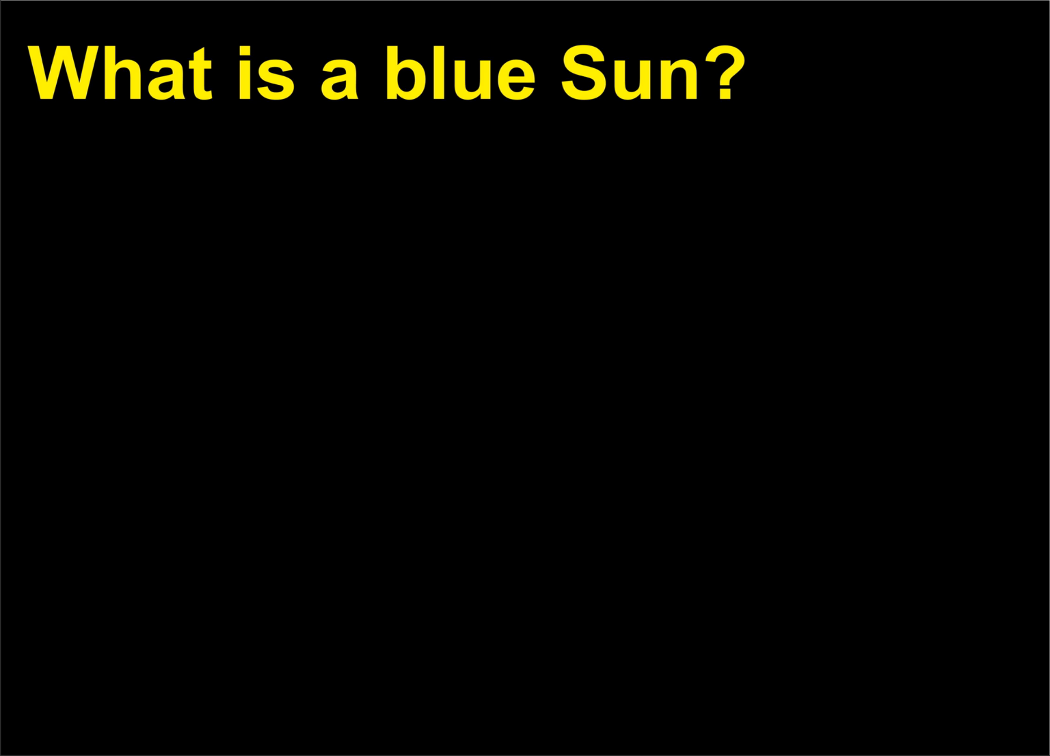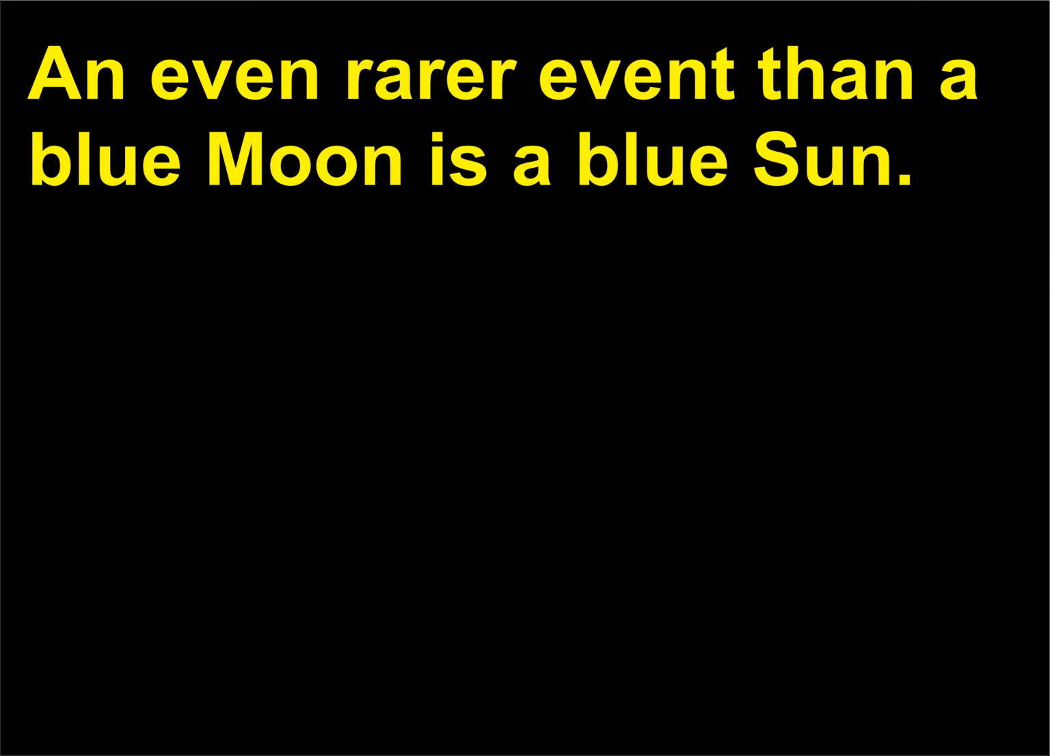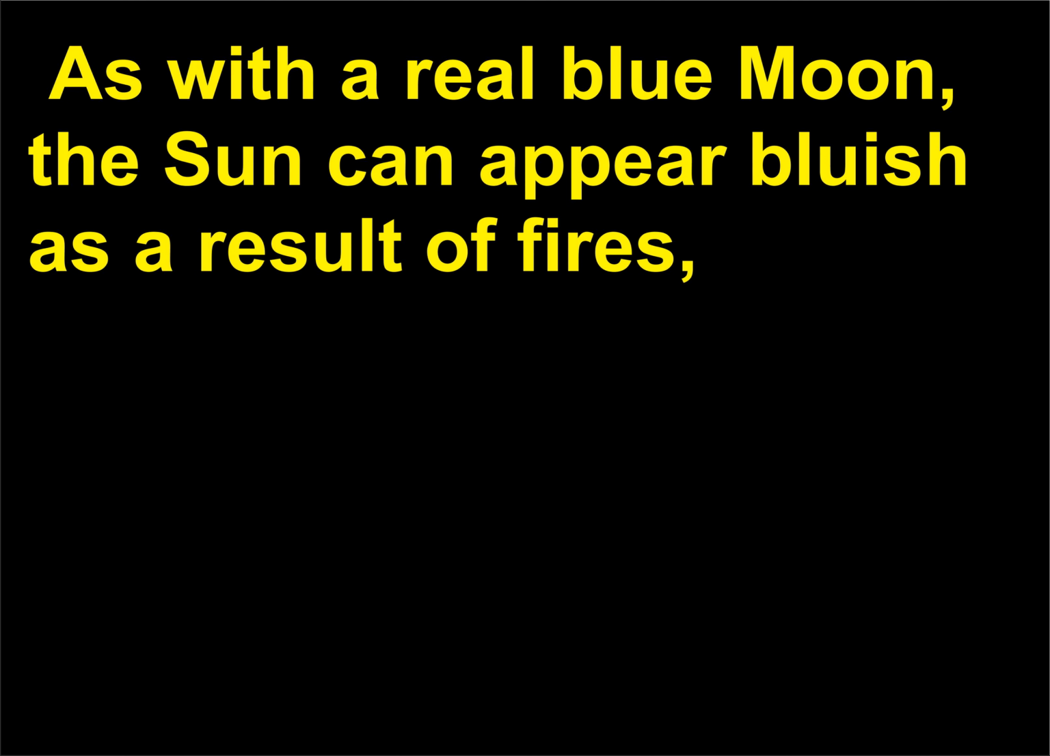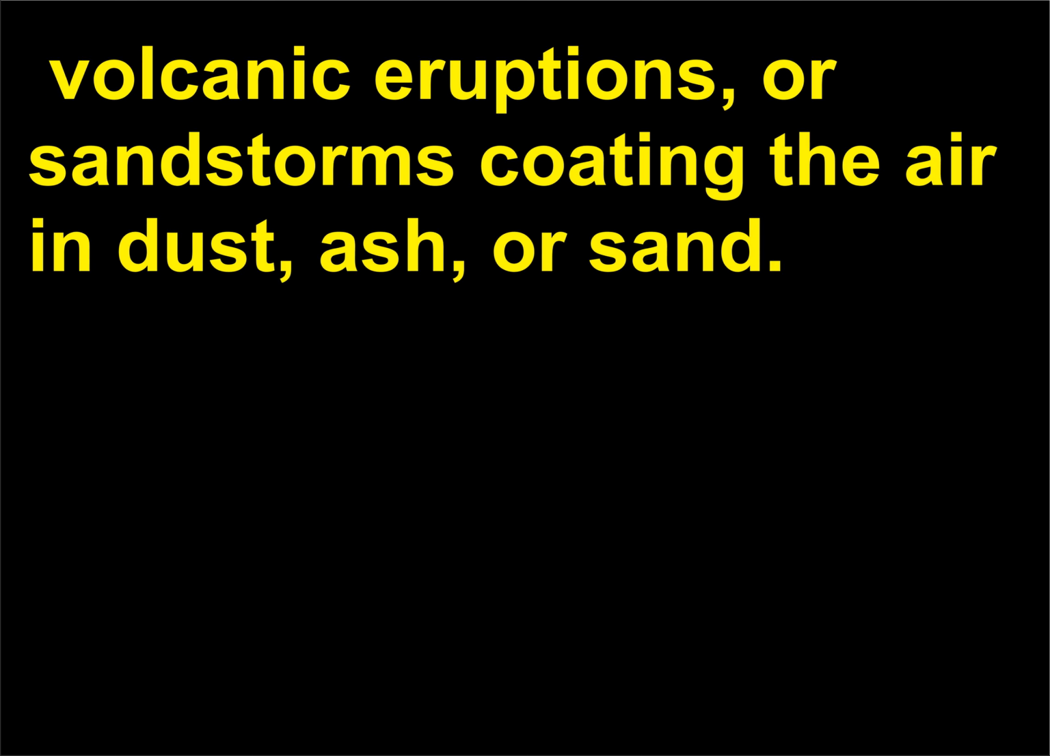What is a blue sun? An even rarer event than a blue moon is a blue sun. As with a real blue moon, the sun can appear bluish as a result of fires, volcanic eruptions, or sandstorms coating the air in dust, ash, or sand.